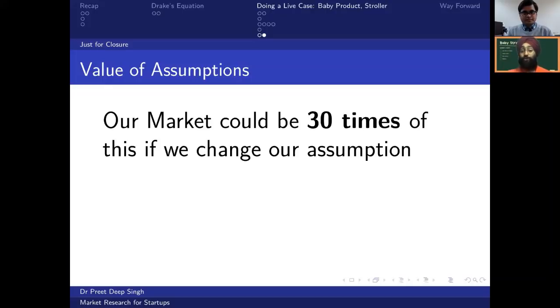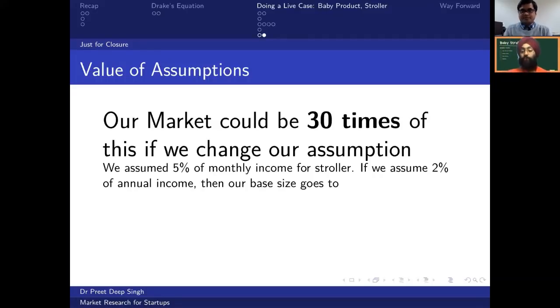Value of assumptions. This is just for closure. Our market size could have been 30 times of this if we change our assumption. Same price point. Everything else is the same. Let us just change one assumption and see if we can get our market size bigger. We assume 5% of our monthly income. What if we assume 2% of our annual income, right?